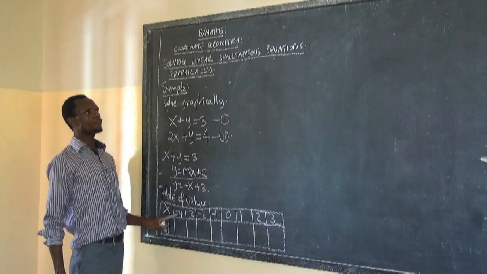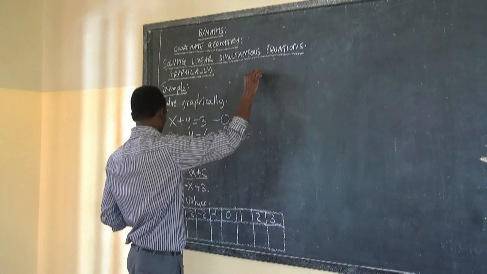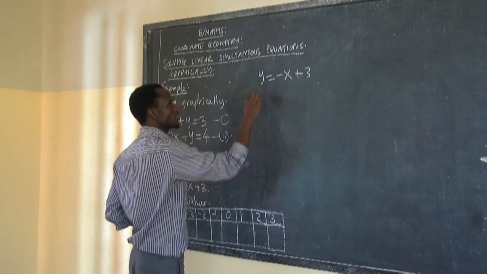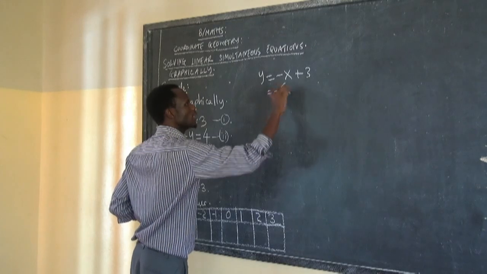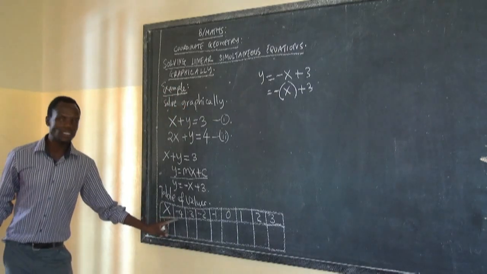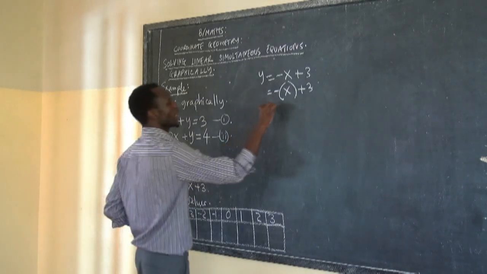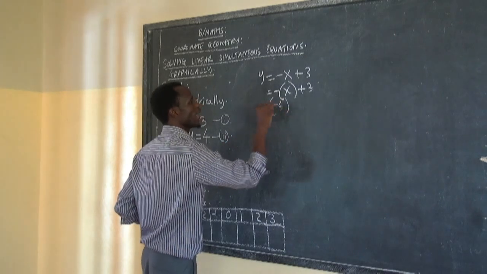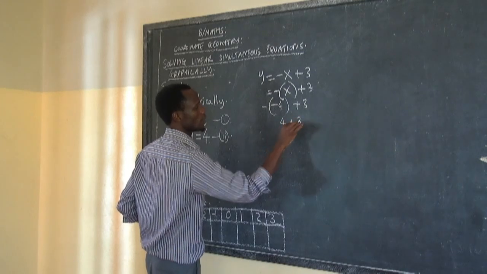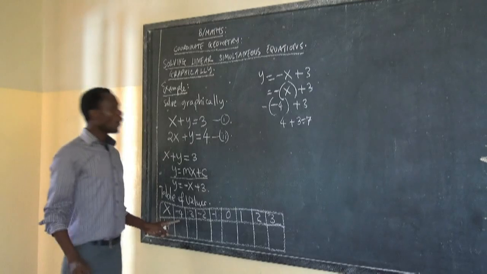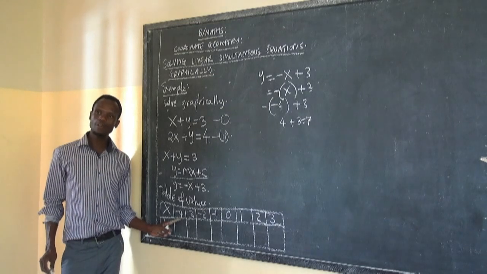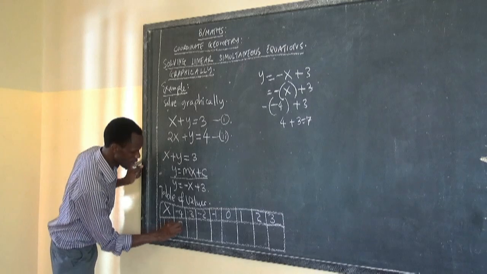Example, from our equation, y is equal now to negative x plus 3. That is to say, y is equal to negative, in bracket x, plus 3. If now x is equal to negative 4, it means negative times negative 4 plus 3. Negative times negative 4 is 4, plus 3 is equal to 7. Now, if x is negative 4, y is positive 7.